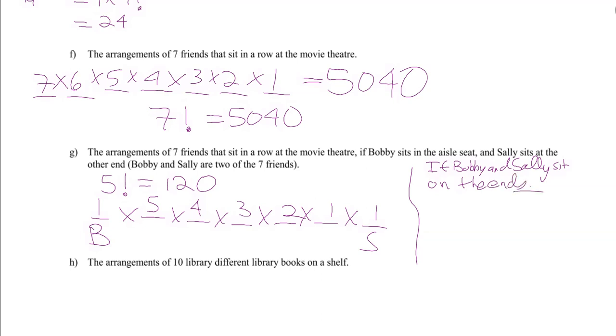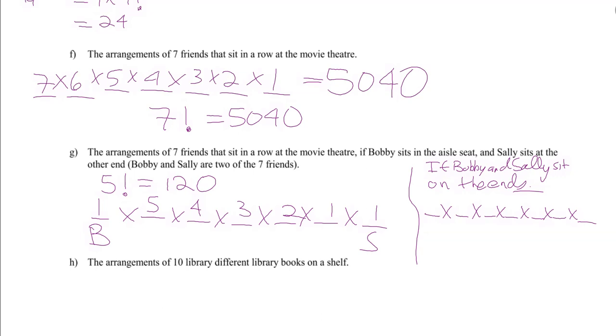So, extension problem, right? With more marks. How many ways can Bobby and Sally sit on the ends? Think about it and give me a number. I'm only going to do this one way. I'm going to say I got 7 people. 1, 2, 3, 4, 5, 6, 7. I got 7 blanks.